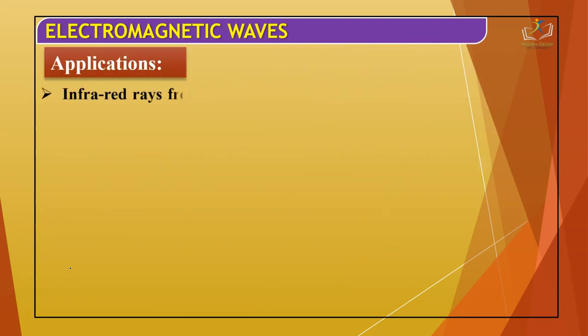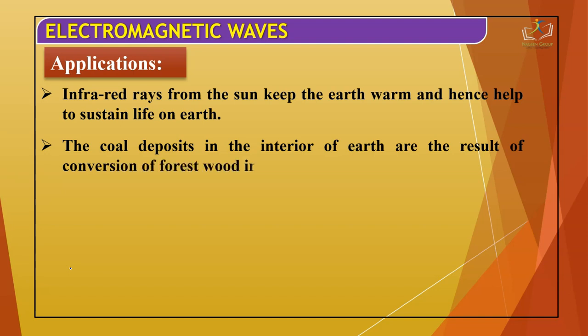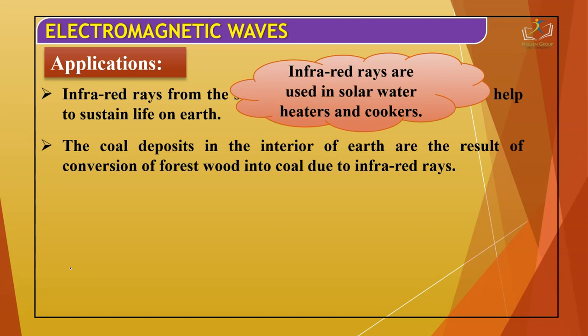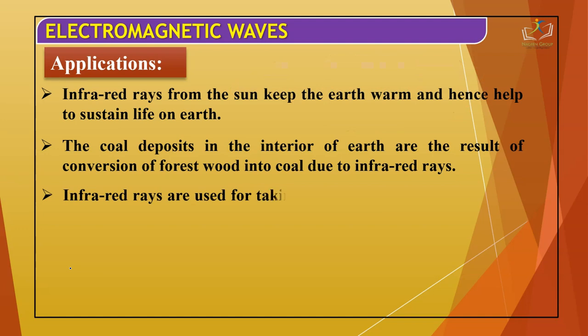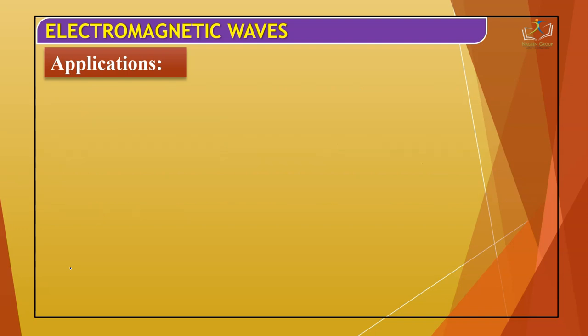Applications: infrared rays from the sun keep the earth warm and help sustain life on earth. The coal deposited in the interior of the earth is a result of the conversion of forest wood into coal due to infrared rays. Infrared rays are used in solar water heaters and coolers. Infrared rays are used for taking photographs under conditions of fog, etc.